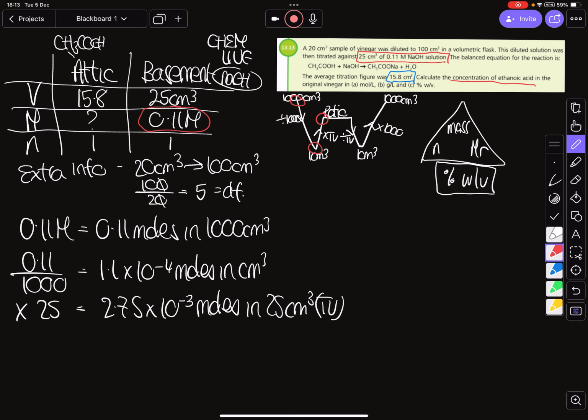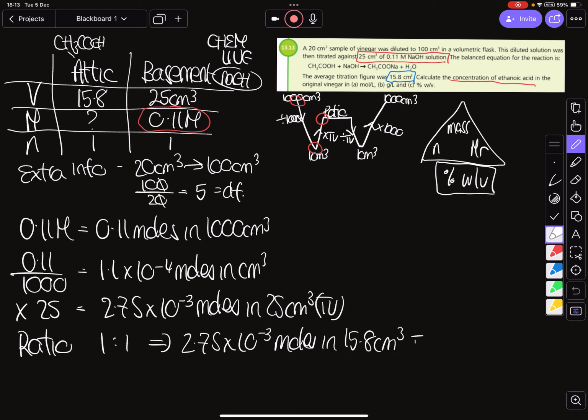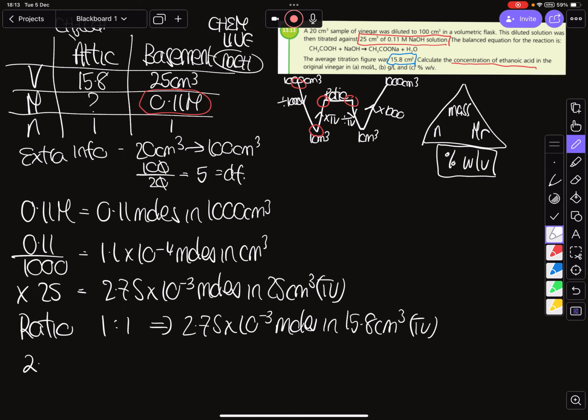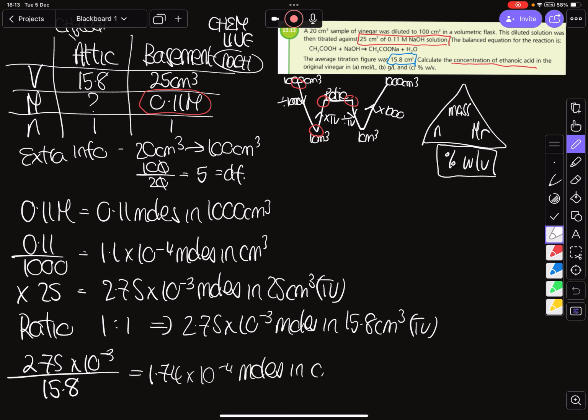Brings us to here. We now use our ratio. The ratio is 1:1. So that implies I must have 2.75 by 10 to the minus 3 moles, except now this is in my other titer volume. So 15.8 centimeters cubed titer volume. We've just gone across the flat bit. And I need to work out what's in 1 centimeter cubed. So 2.75 by 10 to the minus 3, and I'm going to divide that by 15.8. And I now end up with 1.74 by 10 to the minus 4 moles in a centimeter cubed.